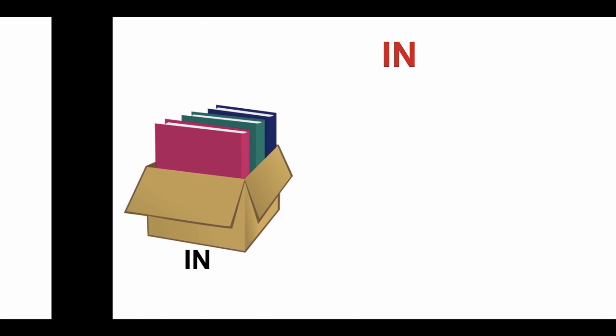Let's see what is the meaning of in. This is a blue color book. Now, where is the blue book? The blue book is in the box. So now we will use the term in. The blue book is in the box. Yes. So in means inside a particular area or object. Here all books are inside the box. So we will use the preposition in.